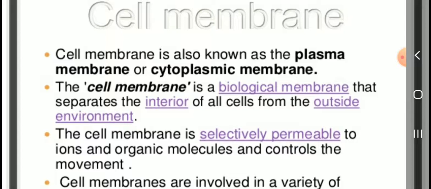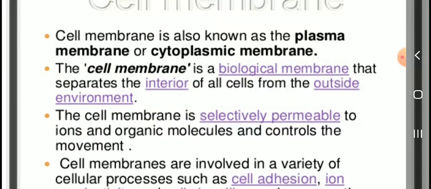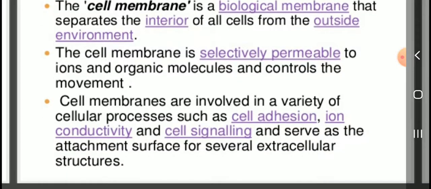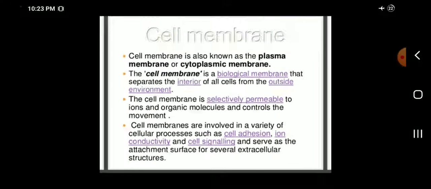Cell membrane, also known as plasma membrane or cytoplasmic membrane. The cell membrane is a biological membrane that separates the interior of all cells from the outside environment. The cell membrane is selectively permeable to ions and organic molecules and controls their movement. Cell membranes are involved in a variety of cellular processes such as cell adhesion, ion conductivity, and several others.